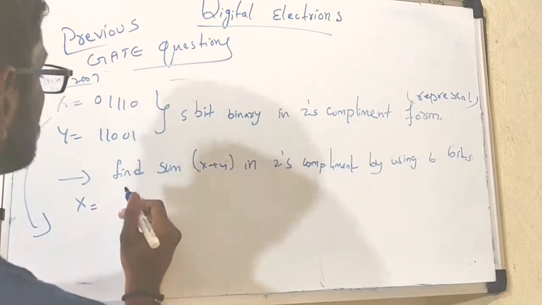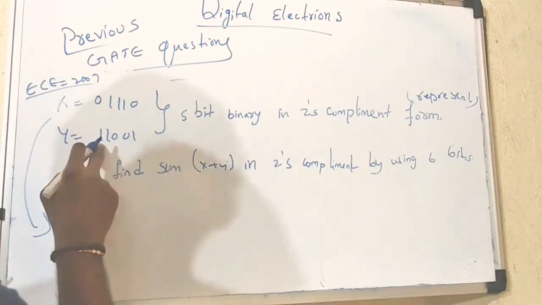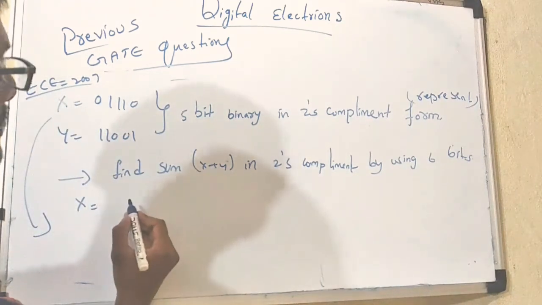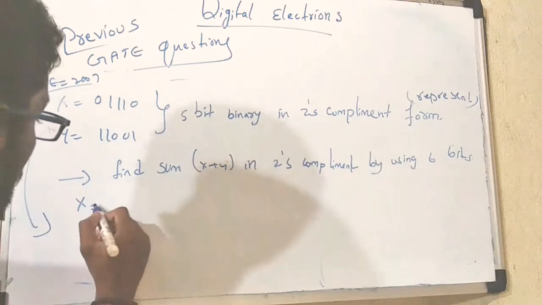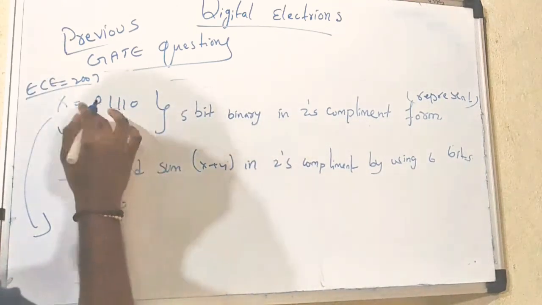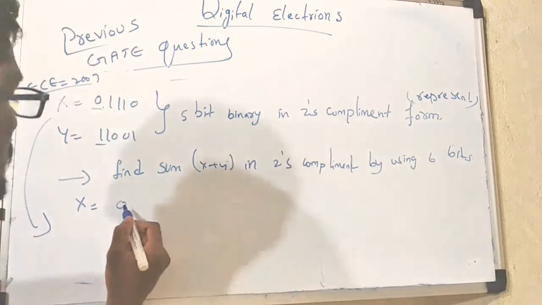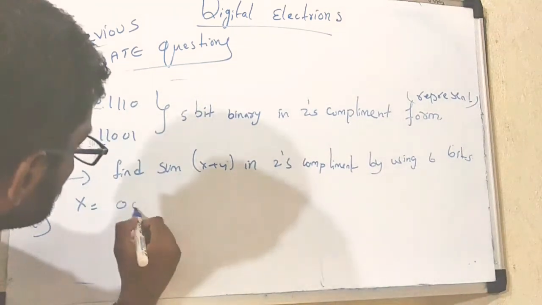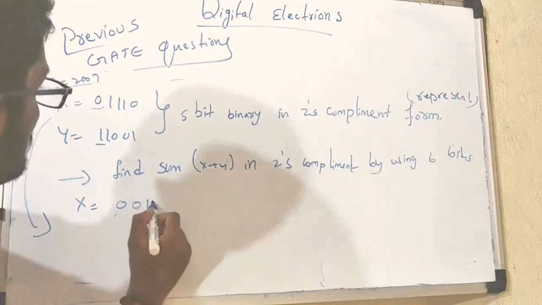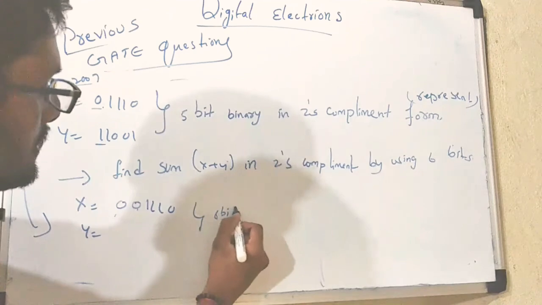For x, the sign bit is 0 and for y the sign bit is 1. The sign bit represents whether the number is positive or negative. So here sign extension is possible. For 6 bits, this is the sign bit, so add this sign bit before the existing bits. Here the sign bit is 0, because of the sign extension, in terms of 6 bits.